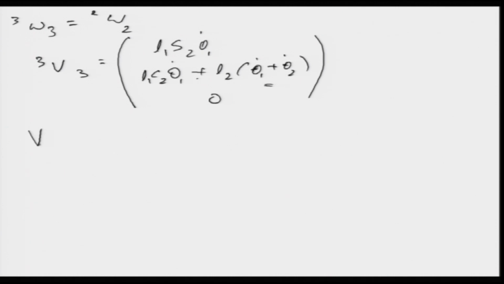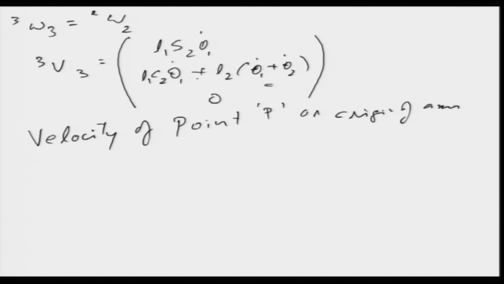Now, something to note very carefully here is that this is the velocity of point P, or origin of axis 3, with respect to itself, or with respect to axis 3 itself.